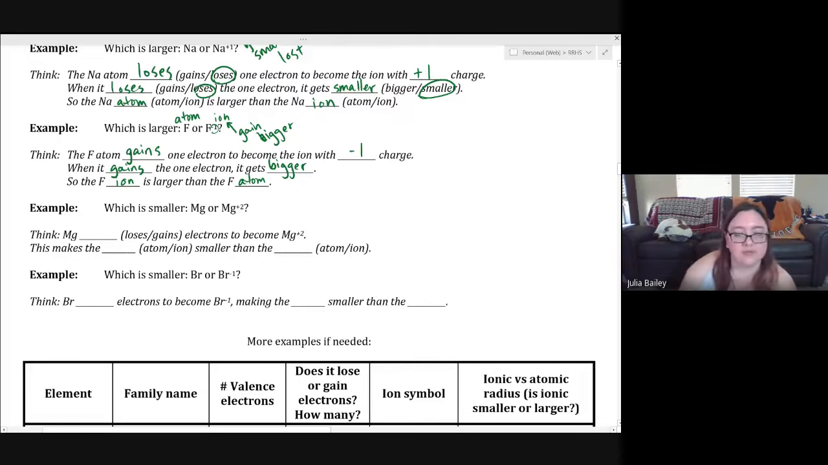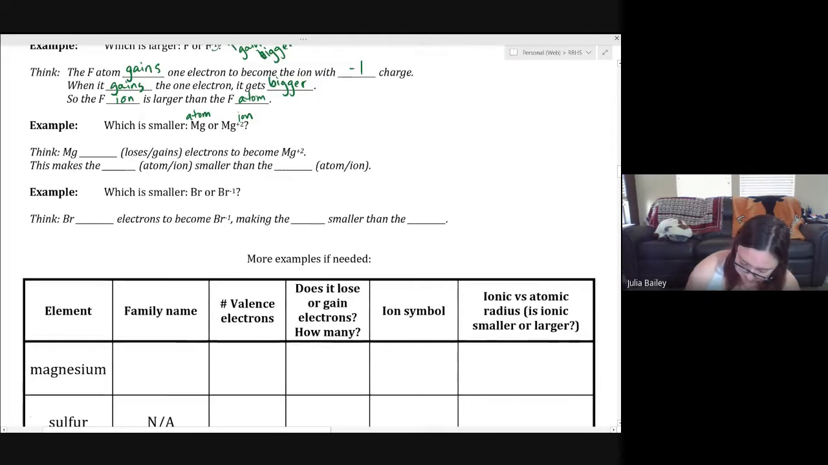Final couple examples, which is smaller, magnesium or the magnesium plus 2 ion? Again, recognize that magnesium with no charge is an atom. Magnesium with the charge is an ion. If you think about it, magnesium has to lose electrons to become the magnesium plus 2 ion. The ion then has lost electrons, and that tells me the ion is smaller. So when they ask which one is smaller than the other, the ion is smaller than the atom.